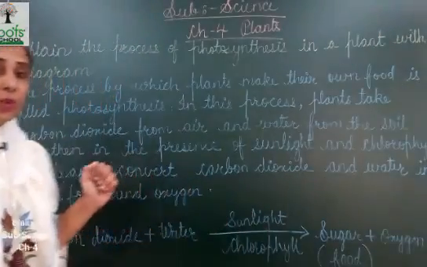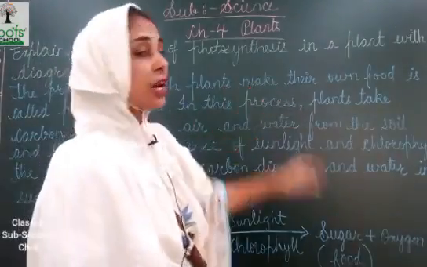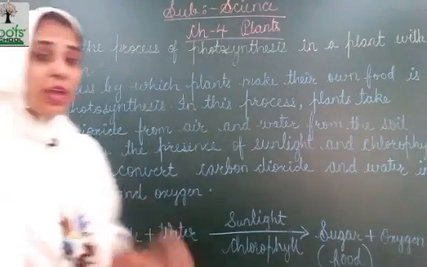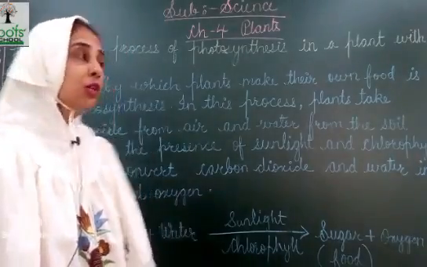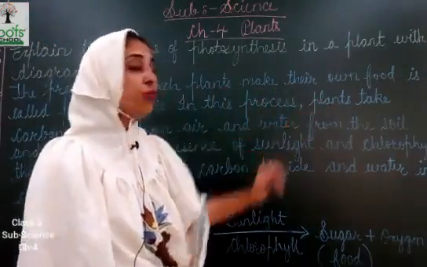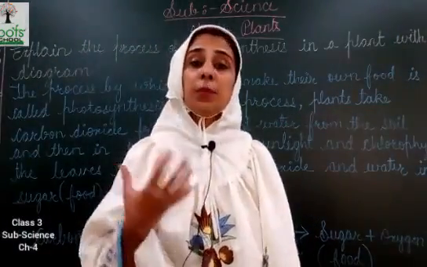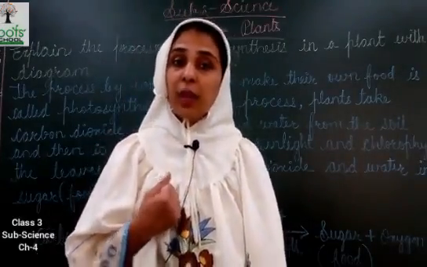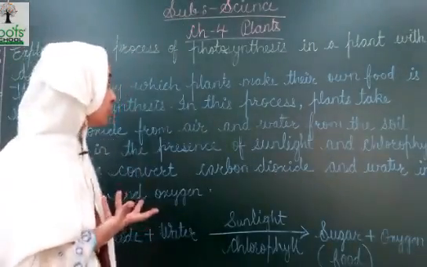Now we will write question number 6. Explain the process of photosynthesis in a plant with diagram. We have learned what is photosynthesis. The process by which plants make their own food is called photosynthesis. When a plant makes its own food, that process is called photosynthesis.